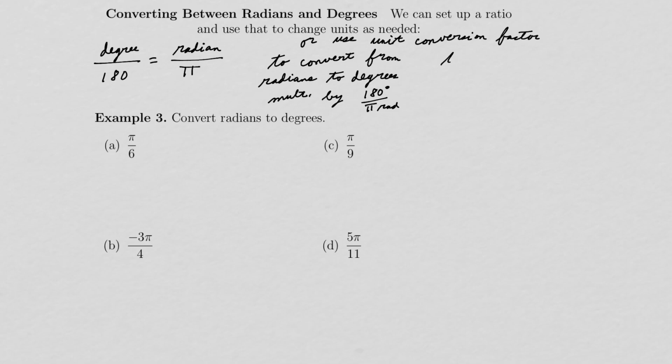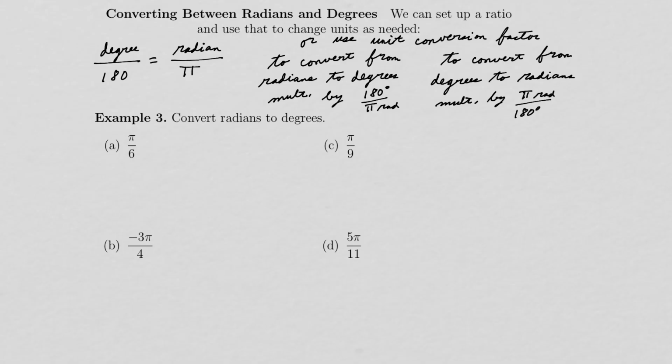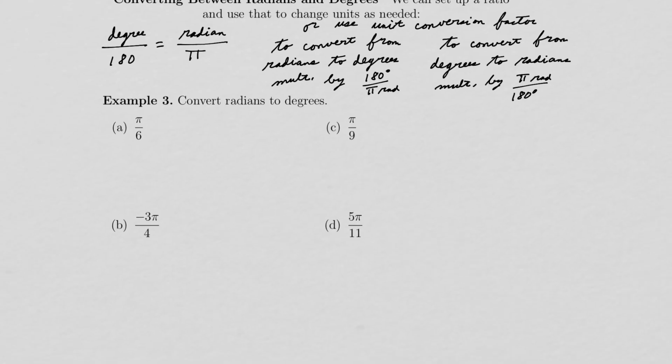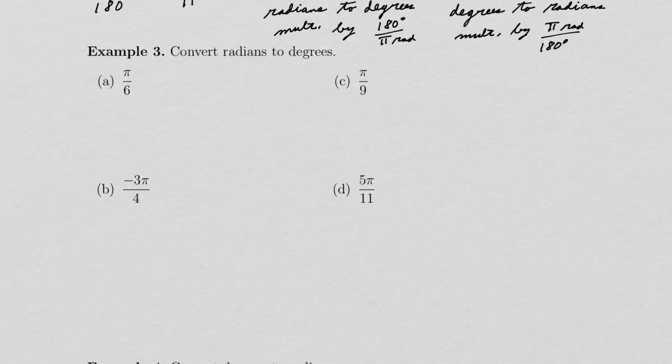So to convert from degrees to radians, now I want to multiply by pi over 180. Why? Because now I want degrees to cancel and radians to survive, okay? So you'll see that in a second when I do the examples here. So let's start by converting radians to degrees.